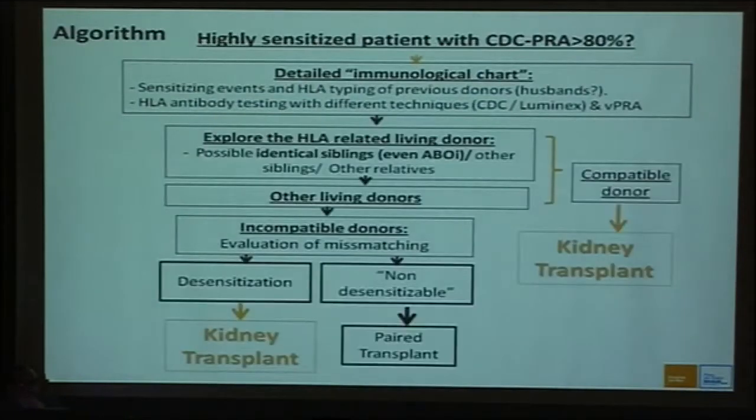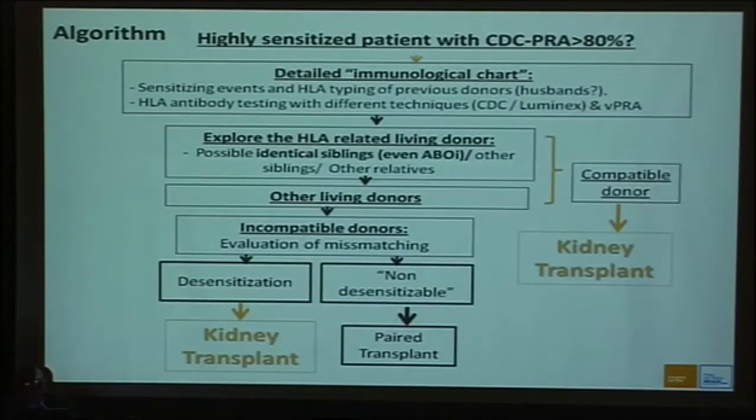We have an algorithm here, the algorithm from Hospital Anwar, for what to do with highly sensitized patients. The first step is to have a detailed immunological chart to record all the sensitizing events: transfusions, pregnancies, previous transplantations, etc. We do HLA antibody testing with the three techniques we have, which are CDC cross-match, of course, and flow cytometry cross-match with a specific donor.